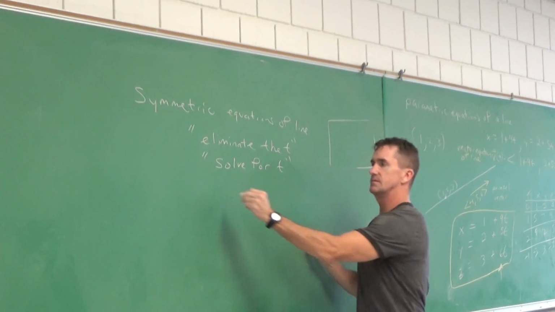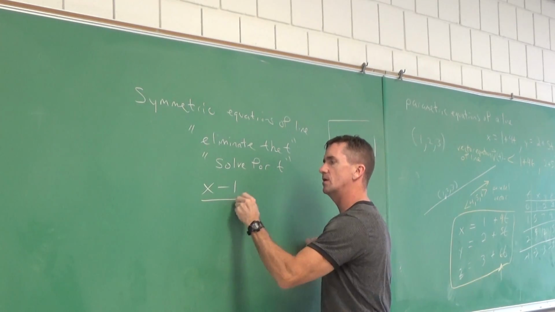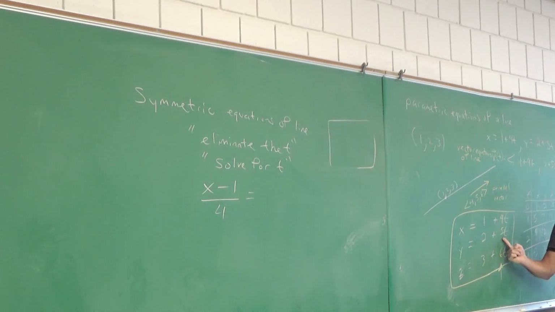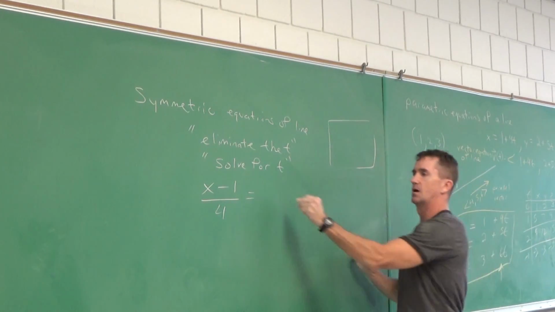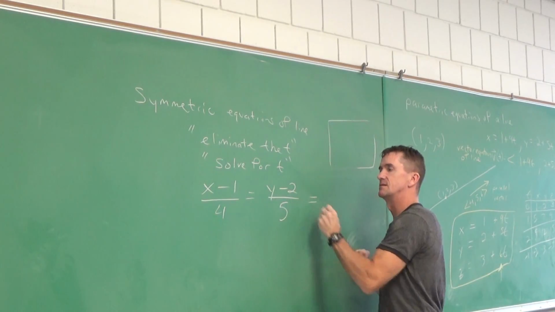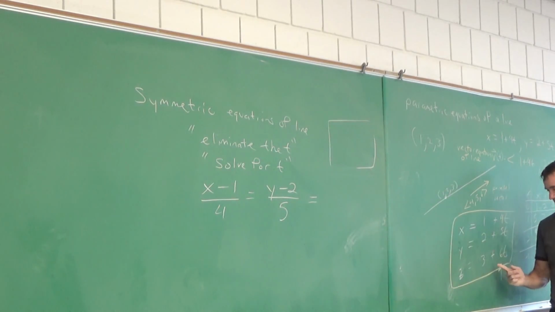All right, let me start out. X minus 1 divided by 4. Solve for t here. Now I need you to do it here. Y minus 2 divided by 5. Okay, but you have to do it one more time. That's why this is kind of silly. Z minus 3 divided by 6. Look what I'm writing.